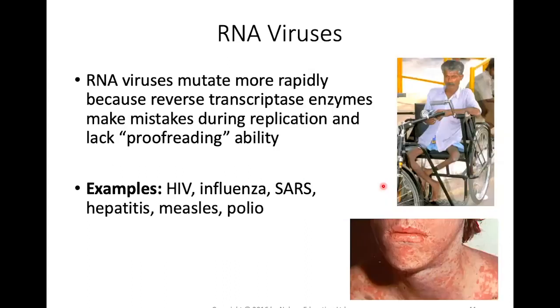because now it's capable of mutating very rapidly. So some examples of RNA viruses, we have HIV, influenza, SARS, hepatitis, as well here you can see measles, and an individual here that has suffered from polio infection.